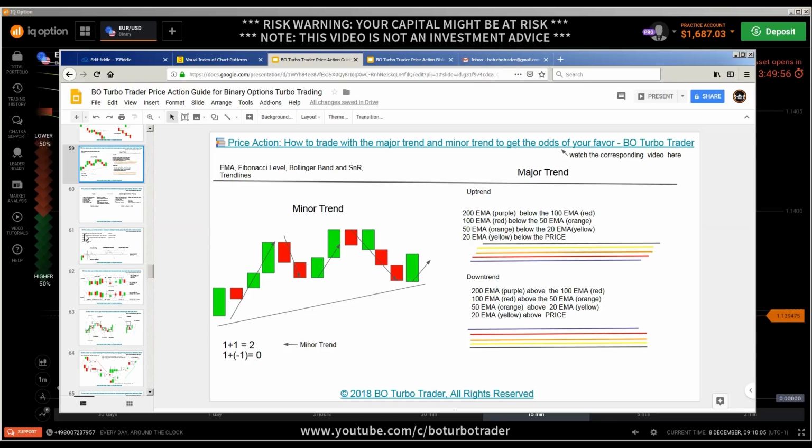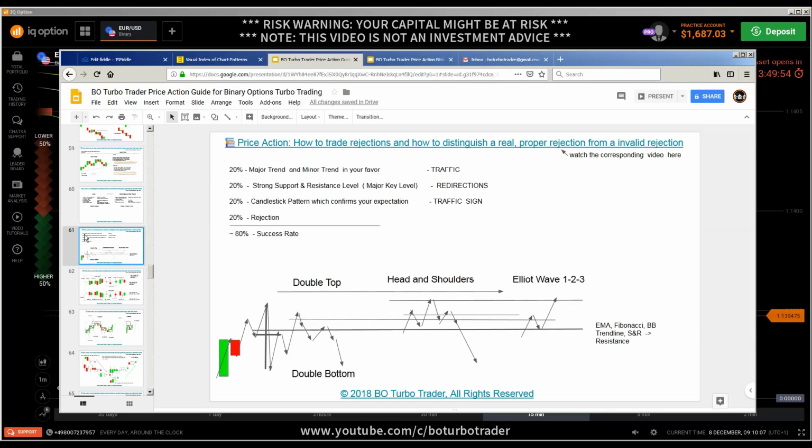Then again, the rejection part, because I got a lot of emails about rejection. A lot of traders do not understand that the rejection is the last confirmation, that you first have to get together the trend, the key level, the candlestick patterns, and then at last you have the rejection.